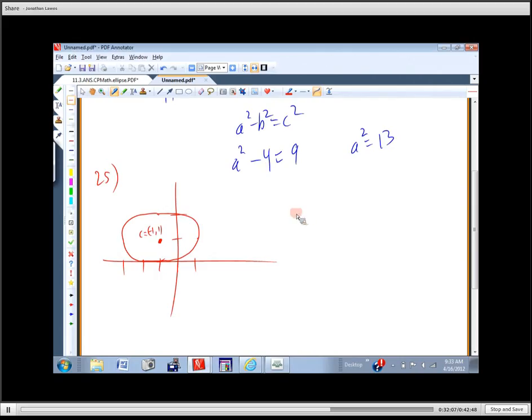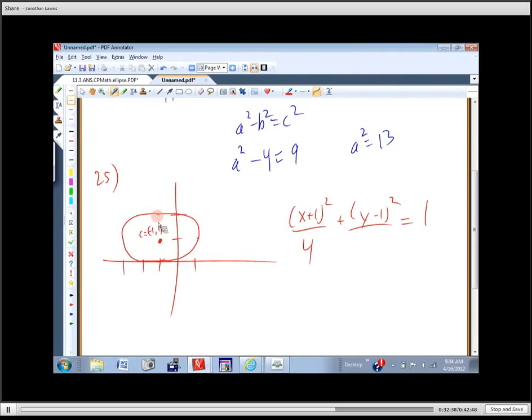This is going to be x plus 1 quantity squared over something, y minus 1 quantity squared over something equals 1. And then it's just a question of figuring out what number I put underneath each one. So let's look at this. From the center, how far do I go in the x direction? This way and that way. 2. So what number do I put underneath the x? Square that. That's 4. How far did we go in the y direction?